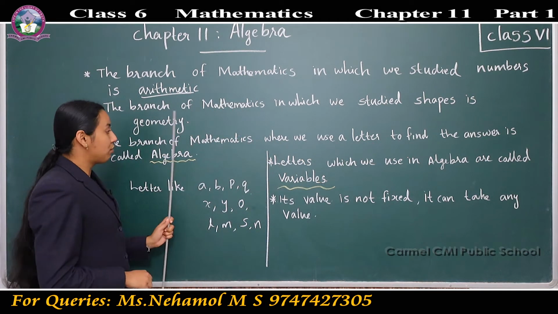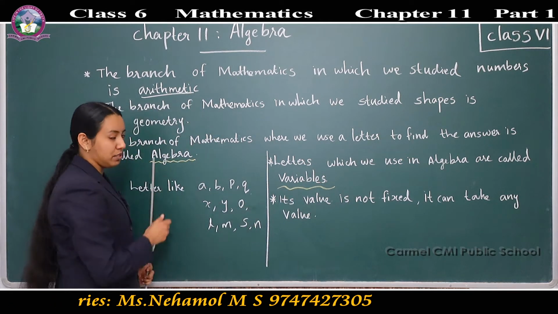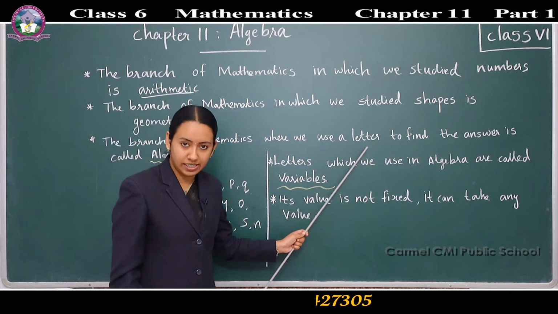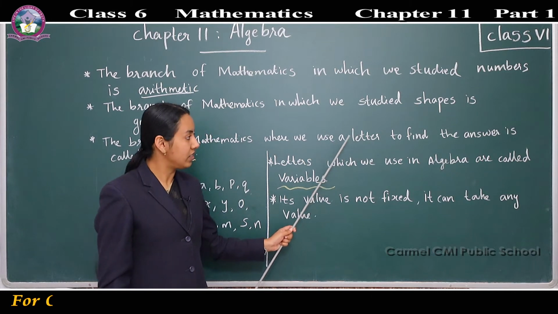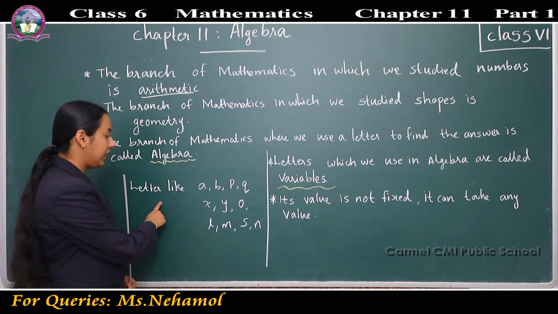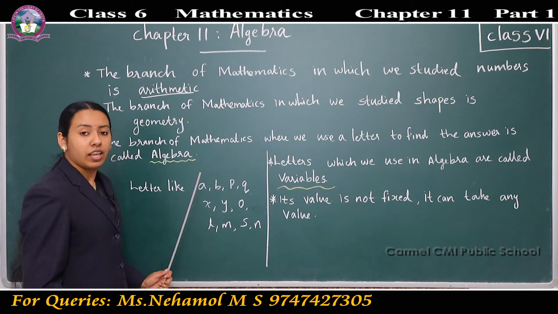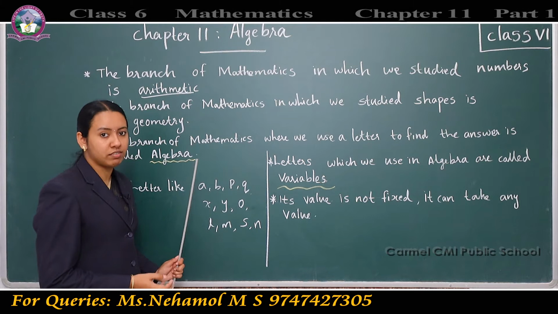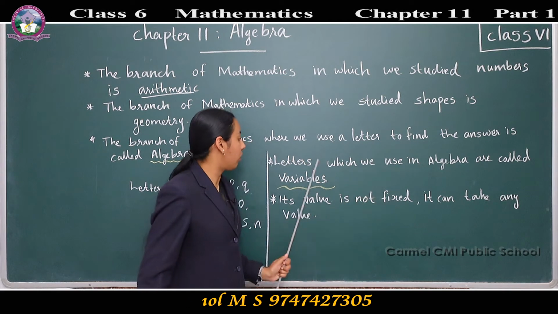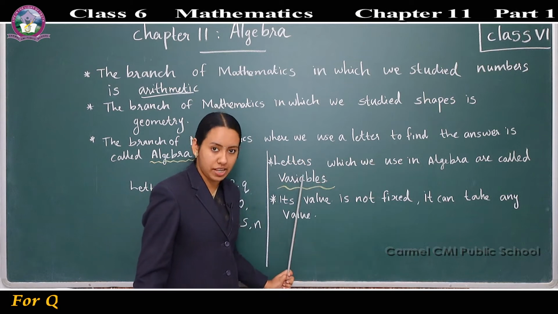Then the branch of mathematics where we use a letter to find the answer is called algebra. What is algebra? The branch of mathematics where we use a letter, an alphabet, to find the answer is called algebra. Letters like A, B, P, Q, X, Y, O, L, M, S, N, any letter from the English alphabet we can use. The letters which we use in algebra are called variables.